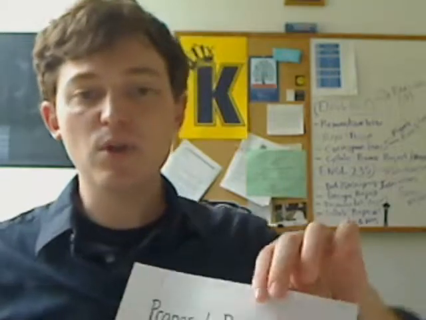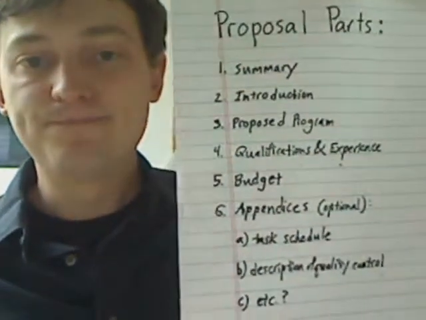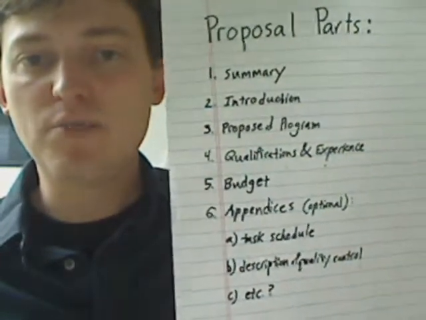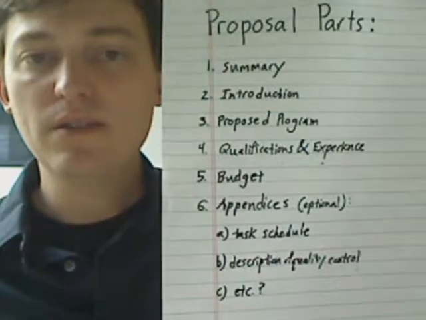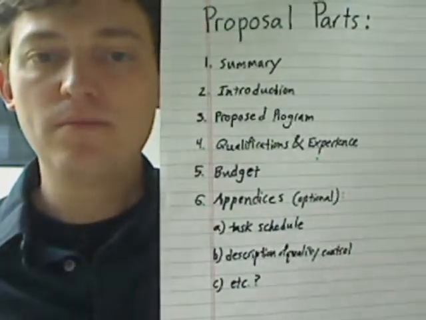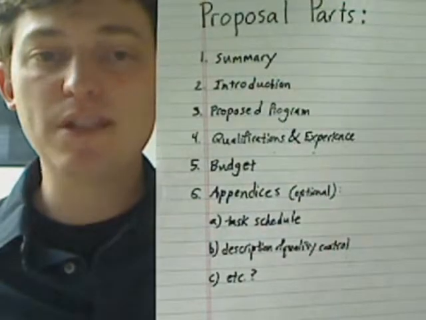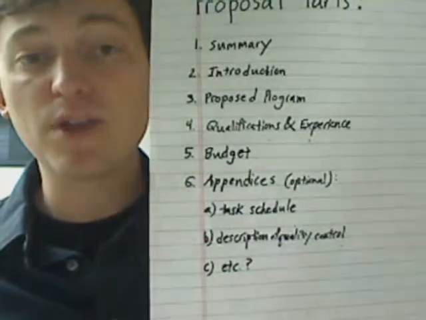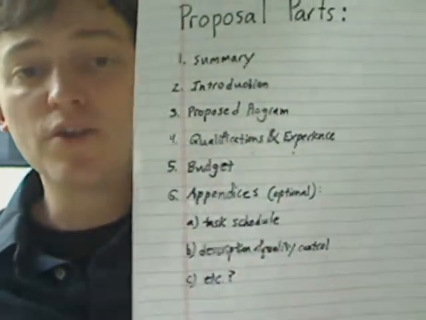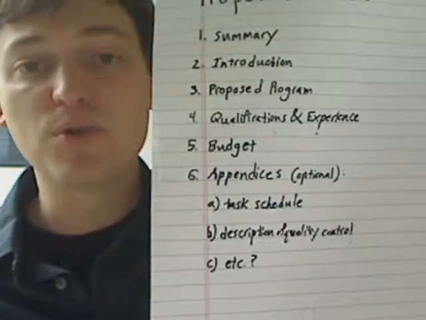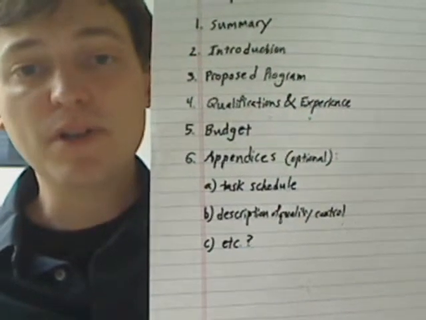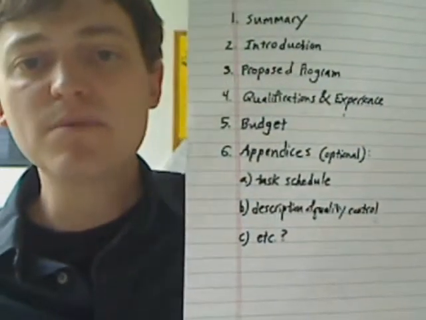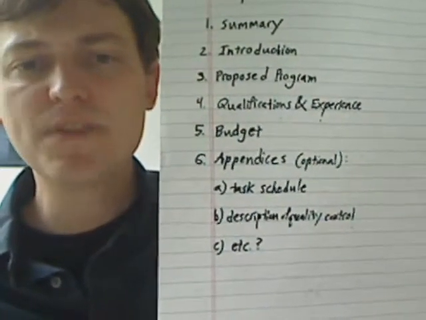Now in general, you could break proposals up into these parts. We've got 6 main parts. You'll find these on the project prompt. Summary, introduction, proposed program, qualifications and experience, budget, and then possible appendices. The summary of a proposal is sort of like the executive summary of a recommendation report, where in 1 or 2 pages, somebody could get the gist of your entire proposal. The introduction typically is where you'll speak about the audience's need and how you can meet that need. And you might say some stuff about yourself, who you are, etc.